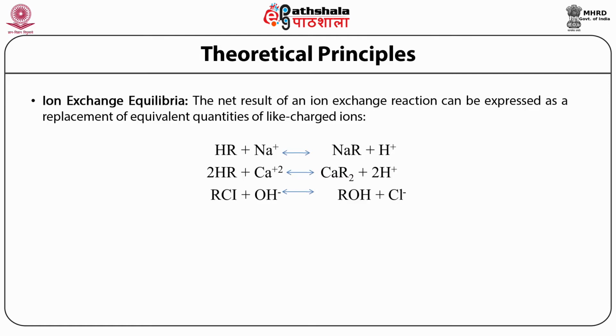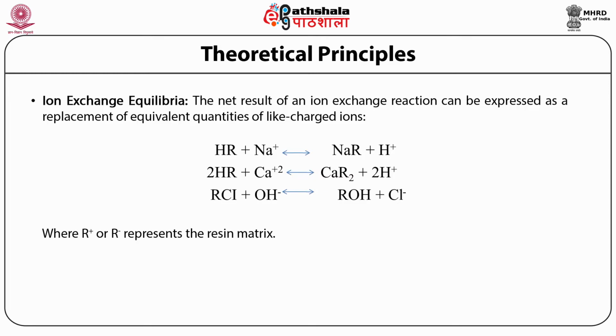Similarly, in the case of 2HR plus calcium 2+, it will form CaR2 plus H+ ions. Here two positive hydrogen ions, two protons, are replaced because calcium has two valency; we have taken calcium 2+. In the case of RCl, OH minus is replaced by Cl minus, which means like-charged ions are replaced, or we can say replacement of equivalent quantities of like-charged ions, where R plus or R1 represents the resin matrix.